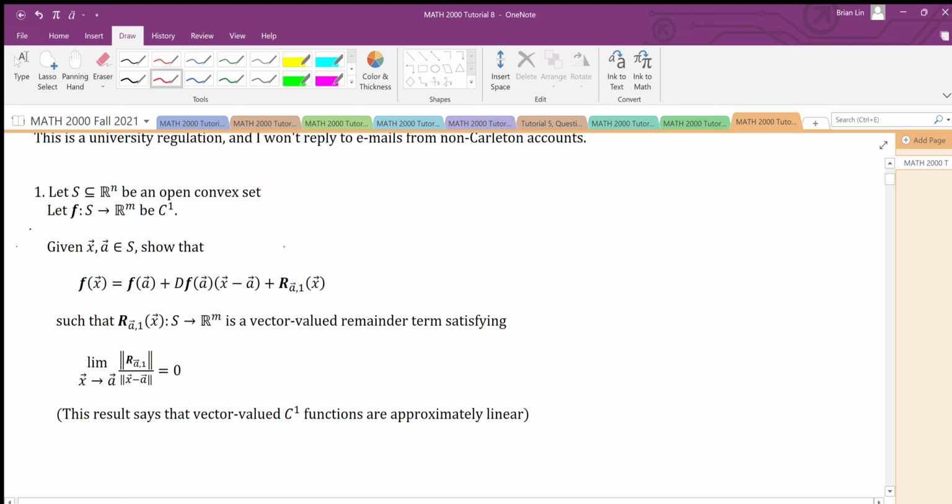Question 1. Let S be an open convex set of Rn. Let f be a function from S to Rm, so it's a vector valued function, and let f be C1. We want to show that given vectors x and a, we have this expression, such that the remainder term r satisfies this. This is to ask that the norm of the remainder term r goes to 0 faster than linearly. And this is what we want to show.